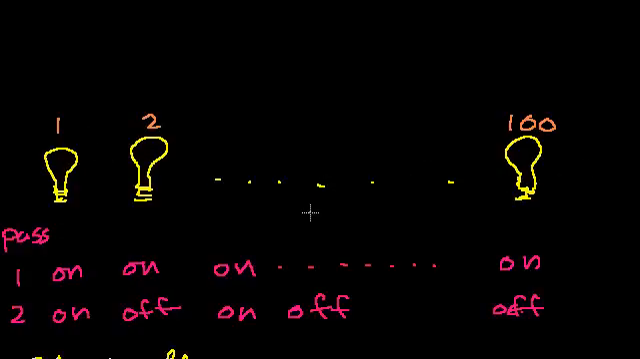And just to make it clear, what's the 100th pass going to be? Well, I'm only going to switch every 100th light bulb. So whatever this light bulb is already doing, I'm just going to switch it. If it was off, it'll become on. If it was on, it'll become off.